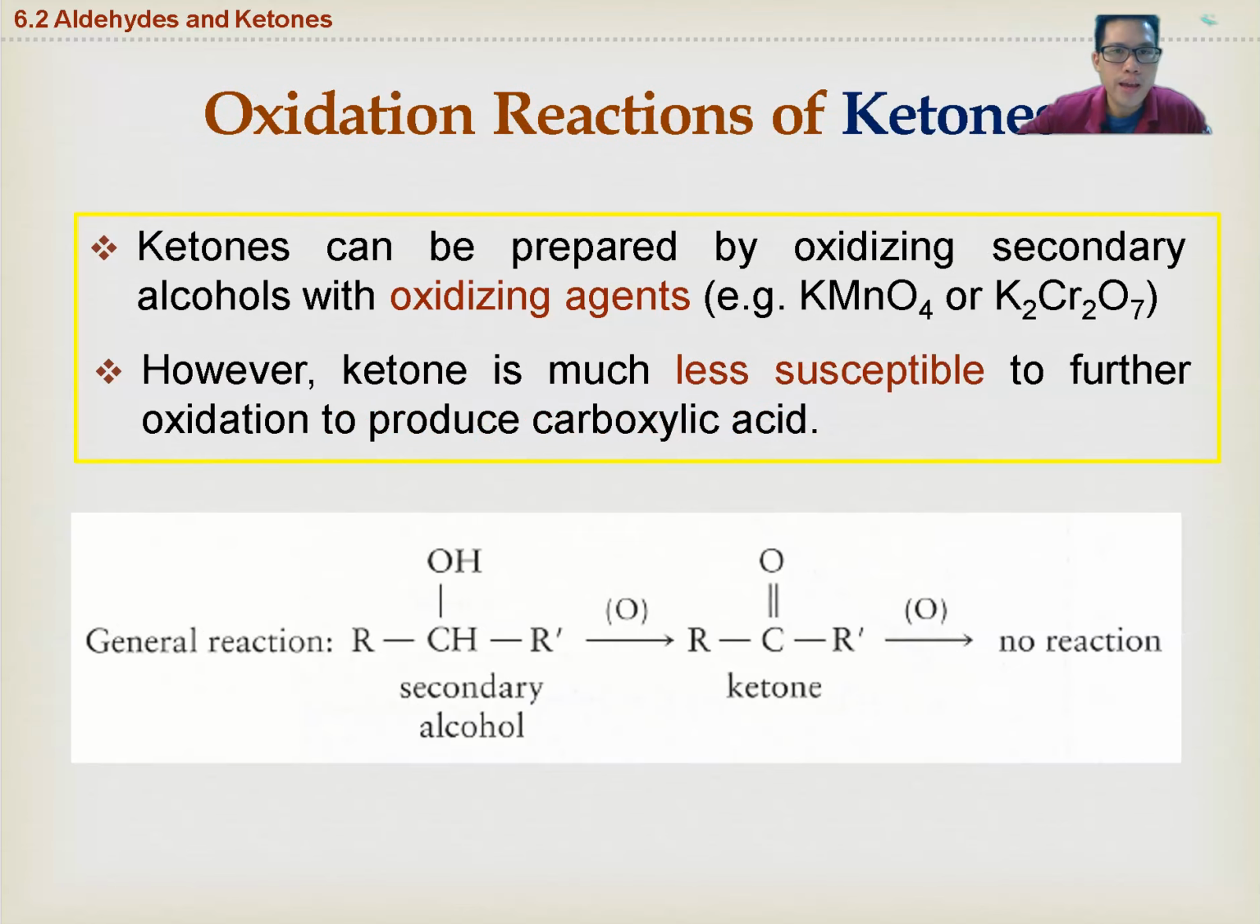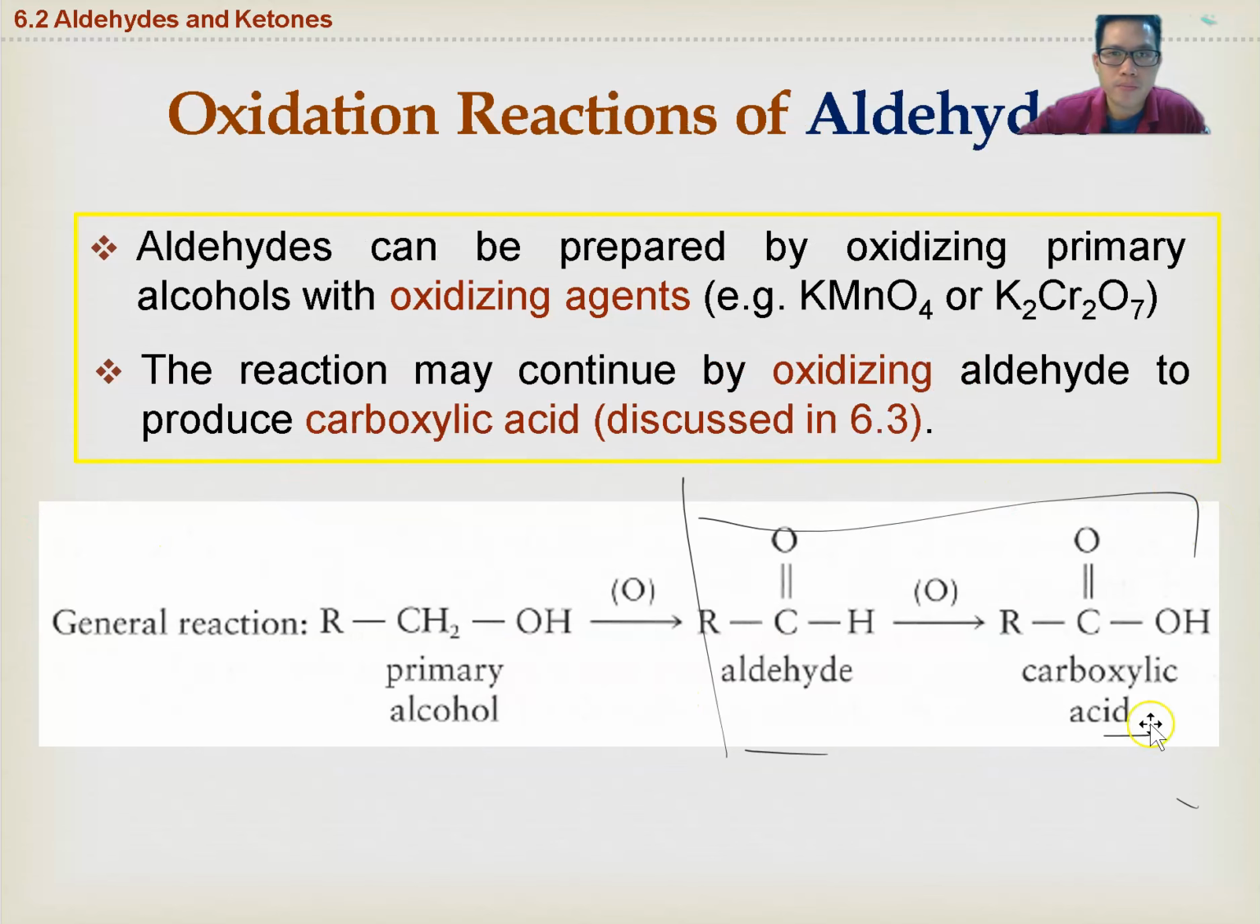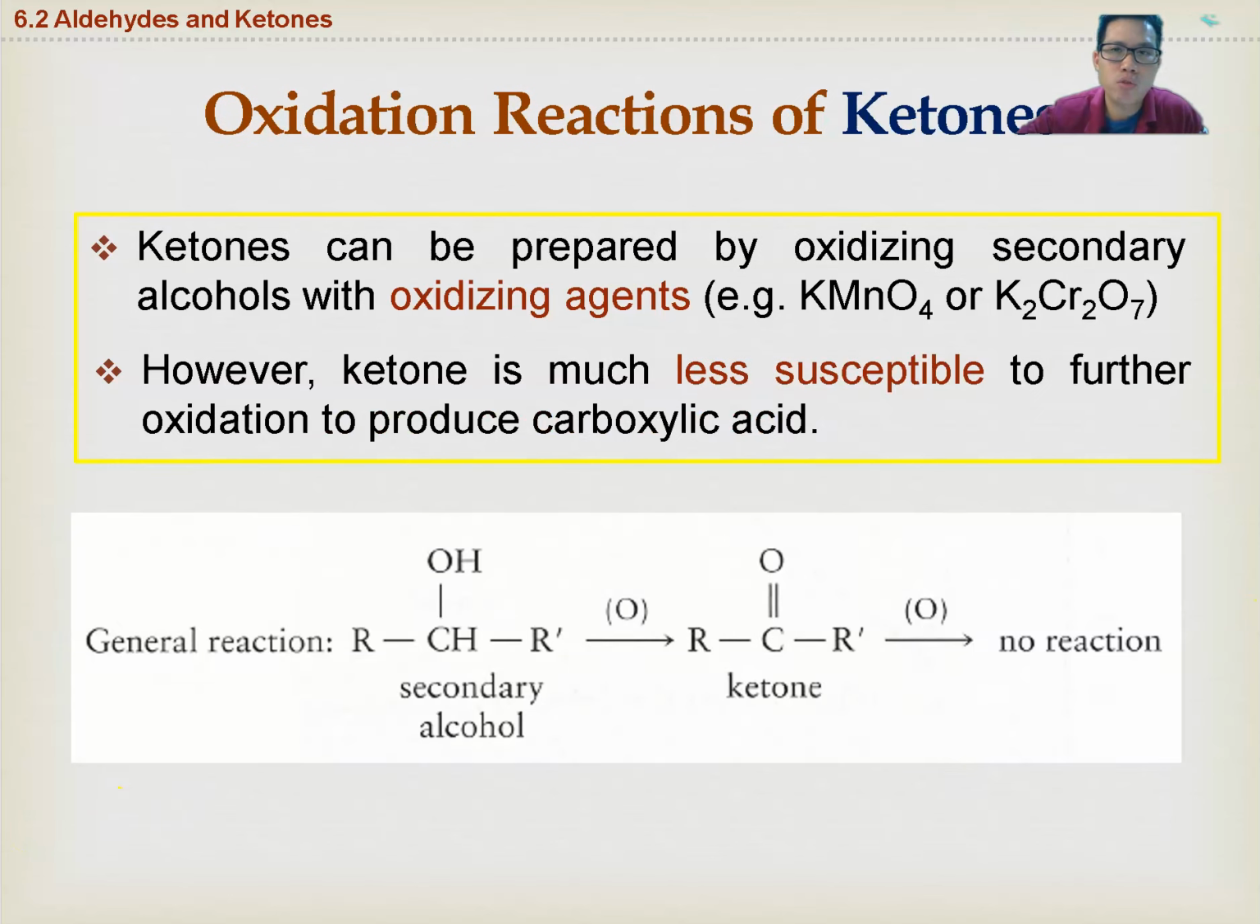Ketones can be oxidized from secondary alcohols, but they cannot be further oxidized to form carboxylic acid, because for a carboxylic acid, as with the aldehyde, the functional group needs to be at the end of the molecule. That doesn't apply to ketones. Ketones don't have their carbonyl groups located at the end of the molecules.